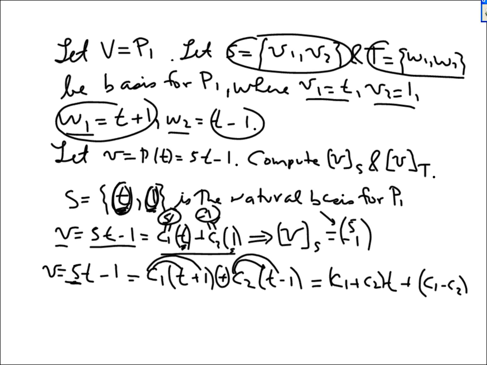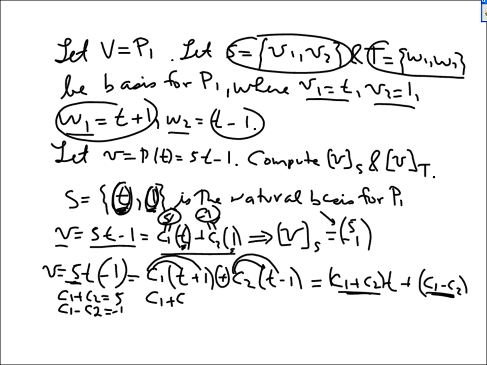The coefficients of the t terms have to be equal. That is, C1 plus C2 must equal 5. And the constant on the left must equal the constant on the right. That is, C1 minus C2 is negative 1. I just want to write this a little bit smaller. C1 plus C2 is 5, and C1 minus C2 is negative 1.